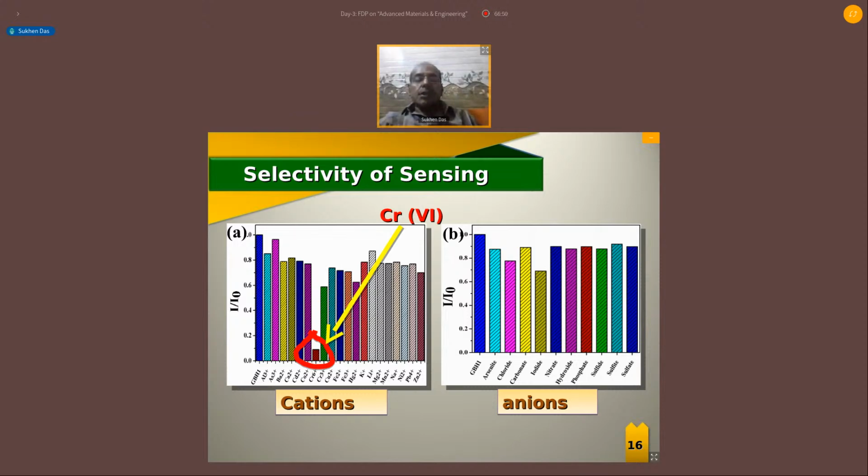So from here, we can easily conclude that we can identify the presence of chromium-6 heavy metal in the water, in the solution, and no other metal or any cation or anion can do this work. So if the fluorescence property reduces or completely disappears, then we can say that the material which we add in our solution contains chromium-6.